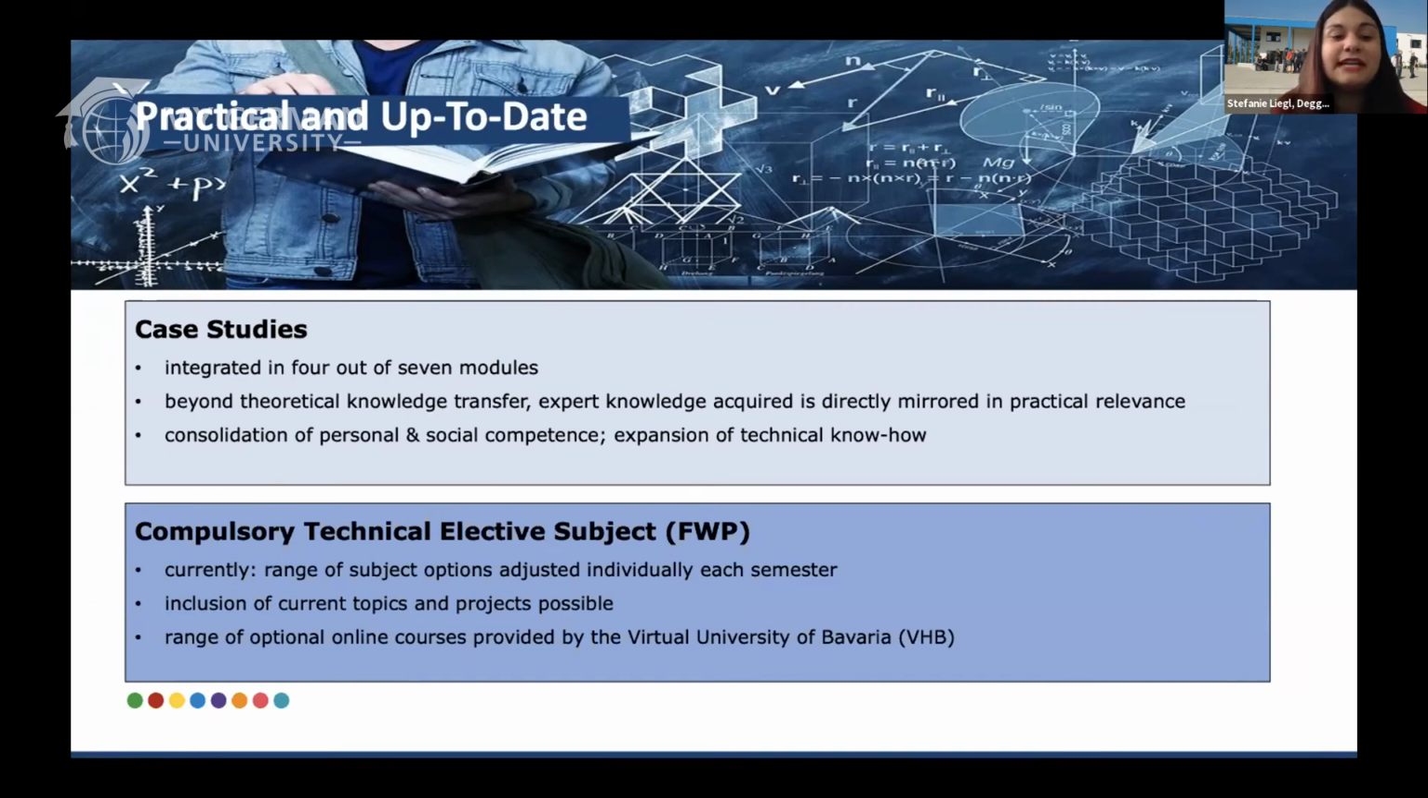There's also a technical elective subject you can choose. There's a catalog of subjects you can choose from, around 10 at the moment. We always try to update them as well. Just as examples: Python, C++, industry and automation, tele-experiments with mobile robots. There are a lot of courses provided by the Virtual University of Bavaria, but also several courses provided by the DIT, for example, quantum computing.